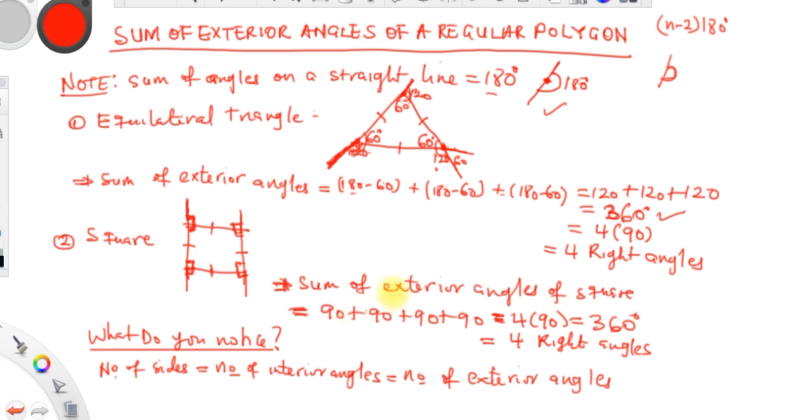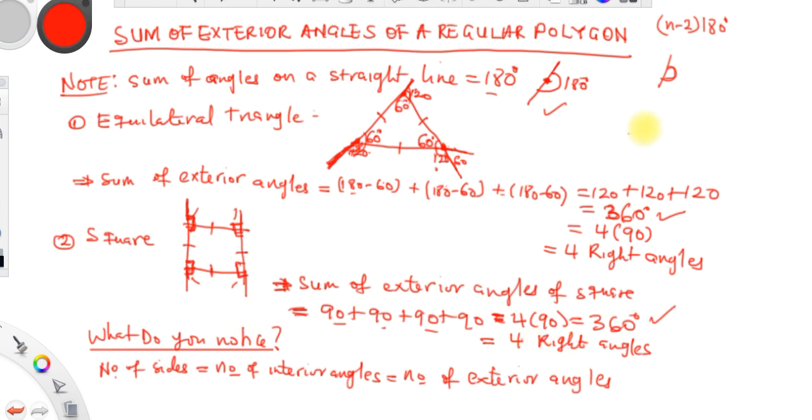Okay. So the sum of the exterior angles of a square will be given by our exterior angles. So this is 90 degrees, 90 degrees, 90 degrees, 90 degrees. So we have 90 plus 90 plus 90 plus 90, which is 4 times 90, which is 360 degrees. Okay, which is 4 right angles.